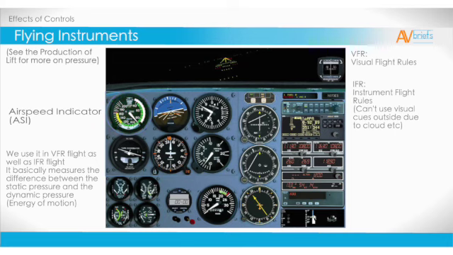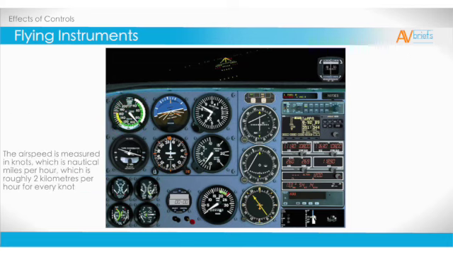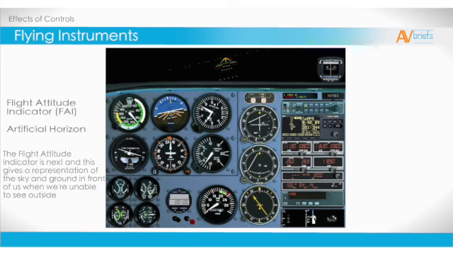The airspeed is measured in knots, which is nautical miles per hour. And it's roughly 2 kilometers per hour for every knot. The flight attitude indicator is next to the airspeed indicator in the center. It's also known as the artificial horizon, but really, the artificial horizon is just the backplate of the flight attitude indicator that has the blue and brown colors.